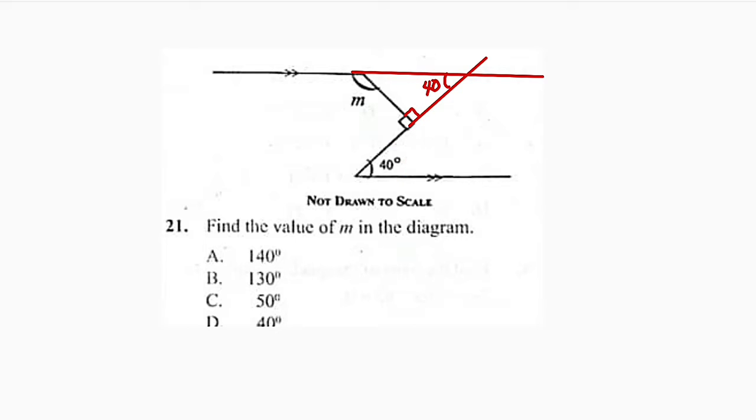Remember, the sum of all angles in a triangle equal to 180. So this particular triangle, we have 90, we have 40. What do we have left? 50. Hence, this angle right here must be 50 degrees. We're almost done. Angle on a straight line equal to 180. So we can connect these 2 angles together to get 180. And if the other one is 50, m must be 130. Hence, the right option is B.